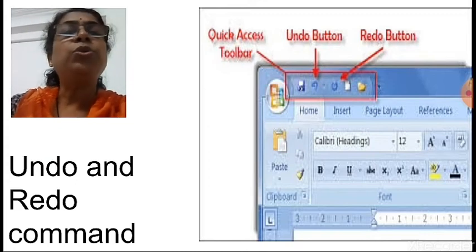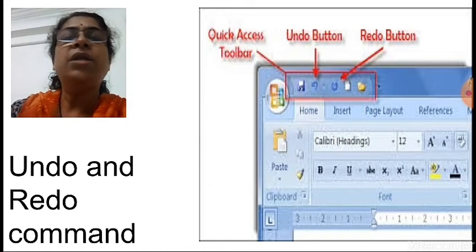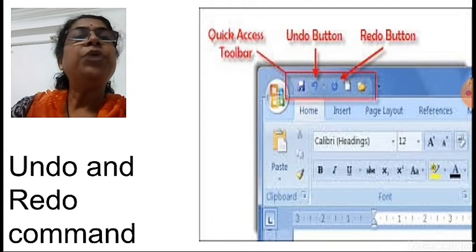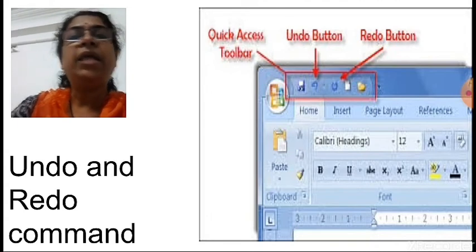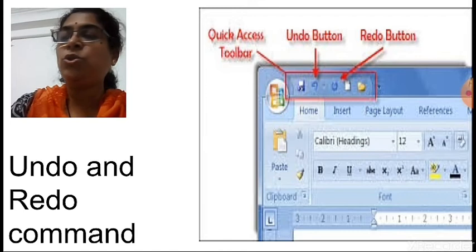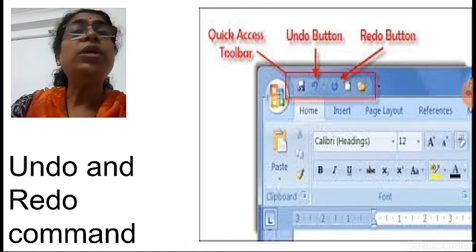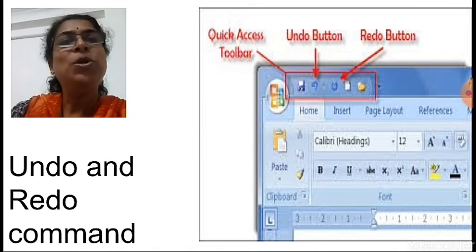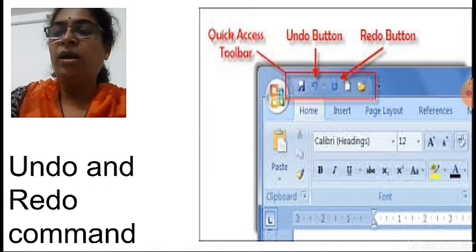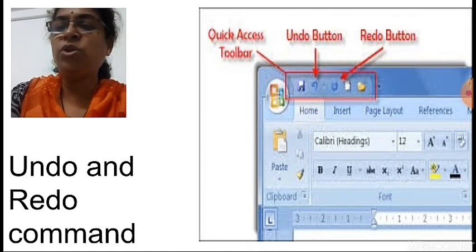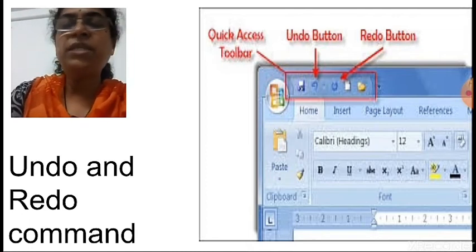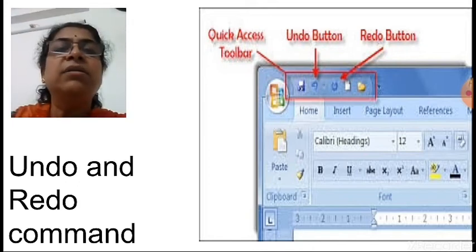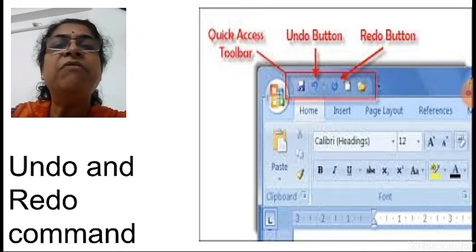After that, we are going to learn the undo and redo commands. Undo and redo commands, what are they? These are placed in the quick access toolbar. Now, what is undo? Whatever is done, don't do that. That is called undo. It means undo a change or restore the original text. Undo means this option reverses the effect of the last command. It will reverse the action.